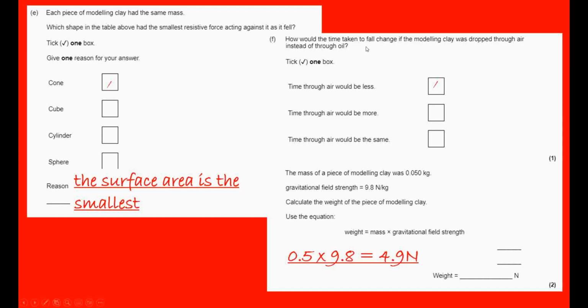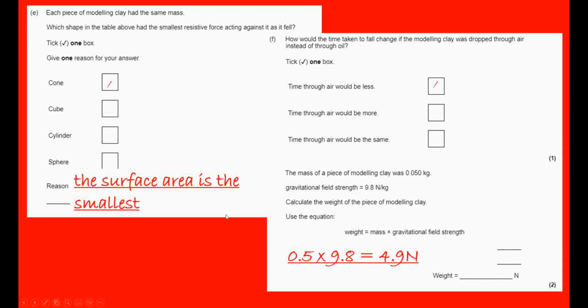How will the time taken for the fall to change if the modelling clay was dropped through the air? Would it take less time? Would it take more time? Would it be the same? And then we've got a calculation question where we're given the mass, we're given the gravitational field strength, we're given the equation, weight equals mass times gravitational field strength, and we need to work out what the weight is.